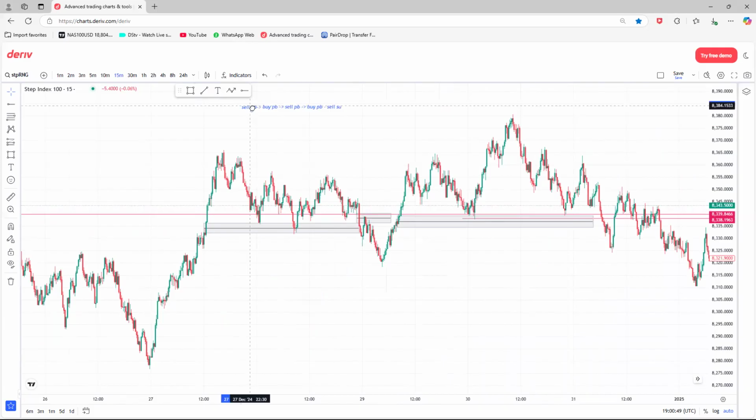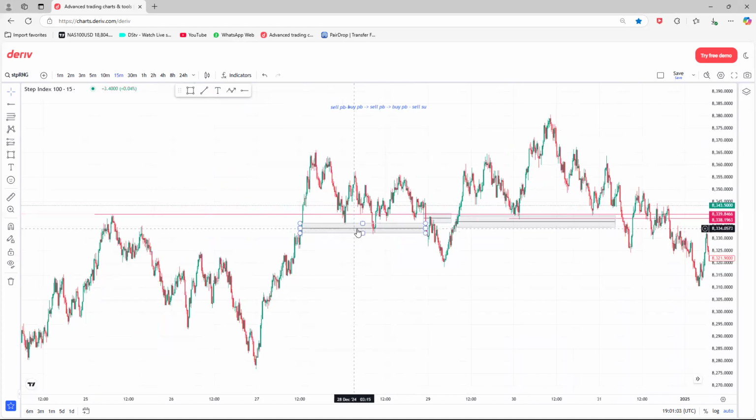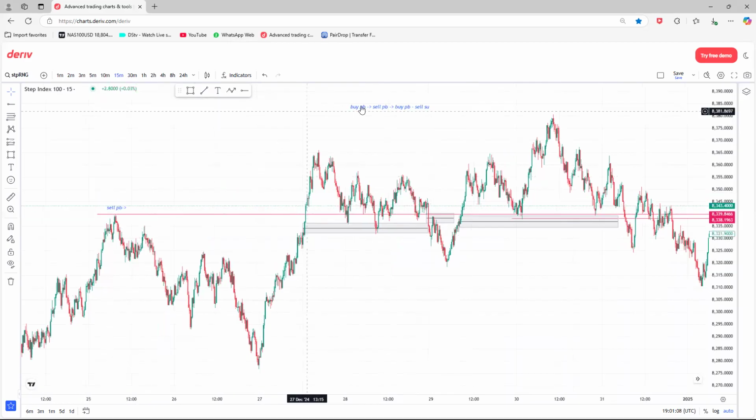This is how the market actually operates. In this case it goes from sell pullback. Then when that sell pullback gets broken, we get a what? A buy pullback, which is this buy pullback. So let's label it. So sell pullback, all right, gets broken.